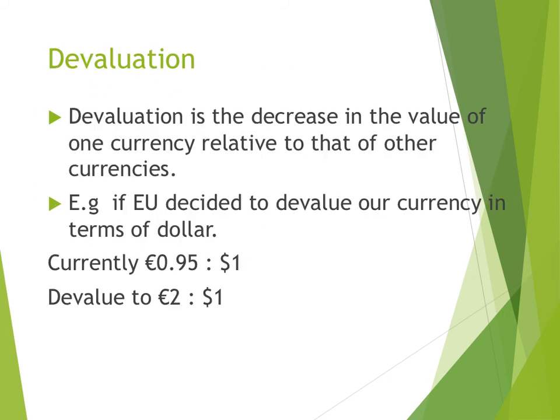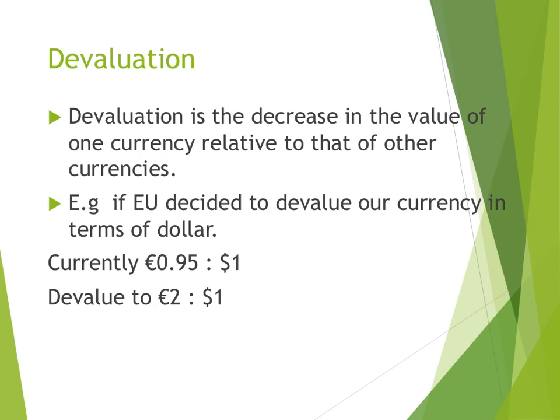And finally, just to talk about devaluation. So devaluation is decreasing the value of a currency relative to that of other currencies. Now, sometimes students get really confused by this, so just pay attention when I'm going through the example. So if the EU decided to devalue our currency in terms of a dollar, so for example, let's say currently if somebody from the US wanted to buy euro, they get 0.95 euro for their $1. If we're going to devalue, then what happens is they actually get more money for their dollar. So they get €2 for their $1.